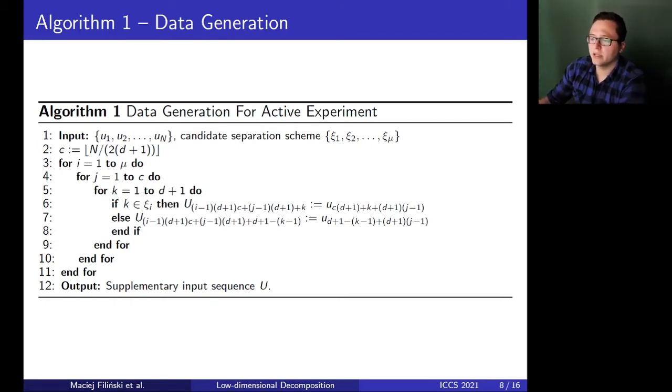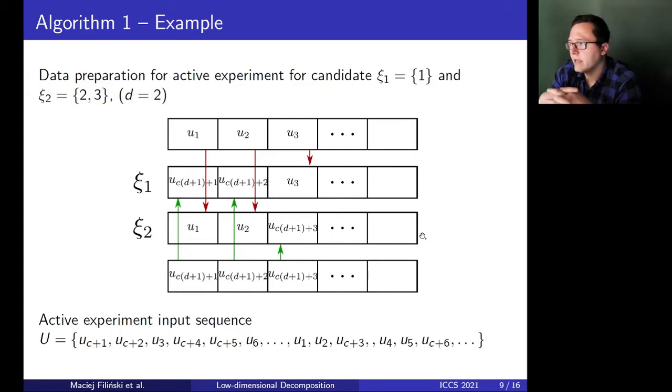we have a pretty complicated operation, but behind these two lines is a pretty simple method, and I can explain how these two lines work in a simple example. So let's take Xi1 equal to 1 and Xi2 equal to 2 and 3. So the system memory length d is equal to 2.